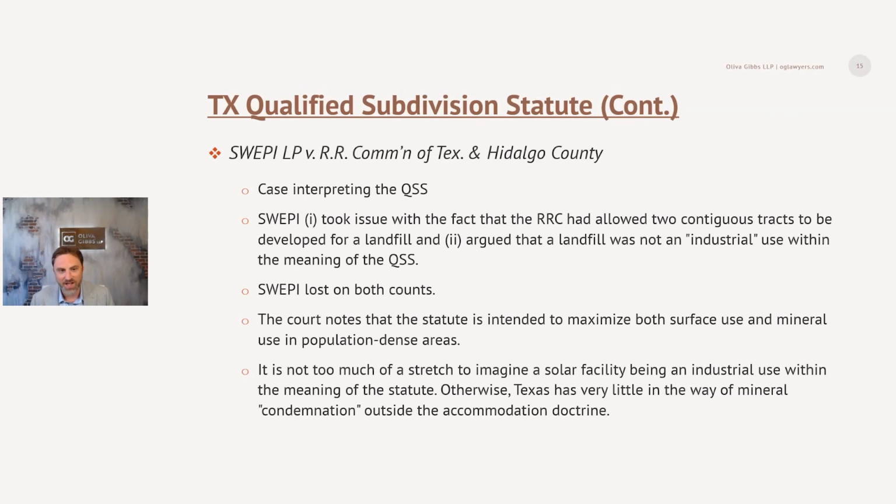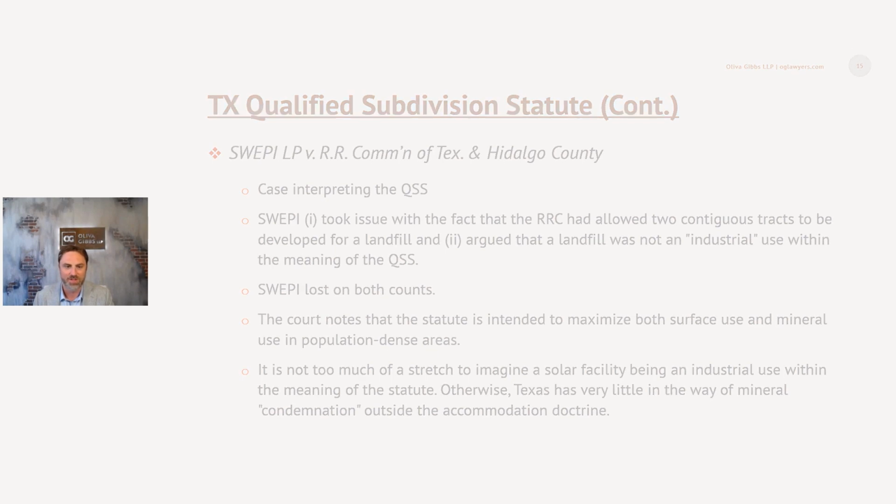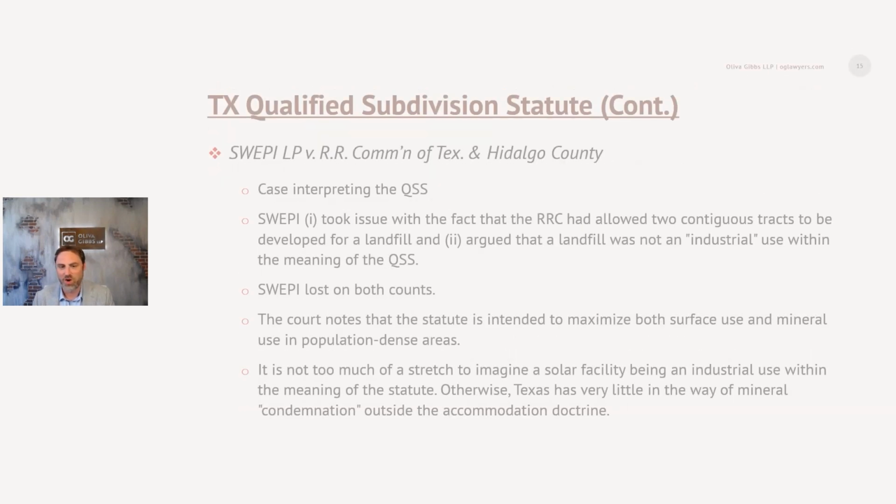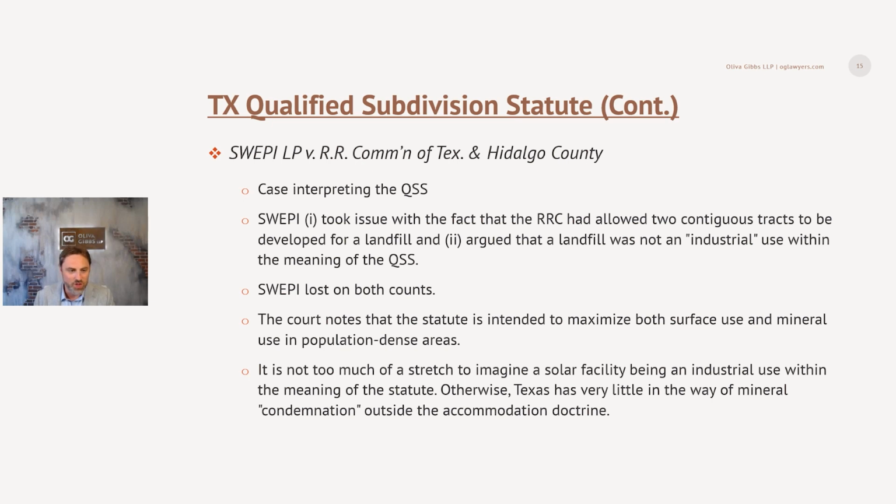There's one case, at least, that's gone up on appeal that interprets the statute. Here, SWEPI took issue with the fact that the Railroad Commission had allowed two contiguous tracts to be developed. What they were leaning on here, if you go back real quick, was this idea that a single tract can't be greater than 640 acres. And then they also argued that a landfill was not an industrial use within the meaning of the statute. So they lost on both.